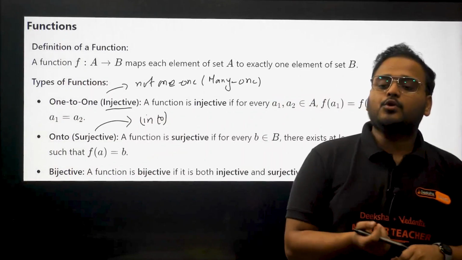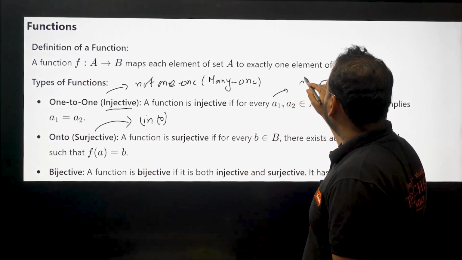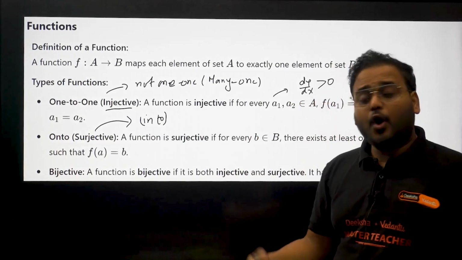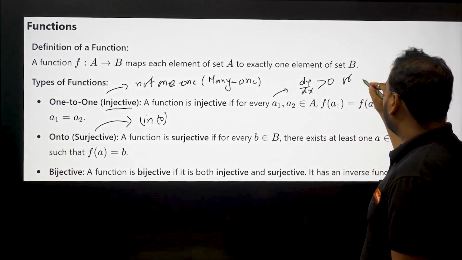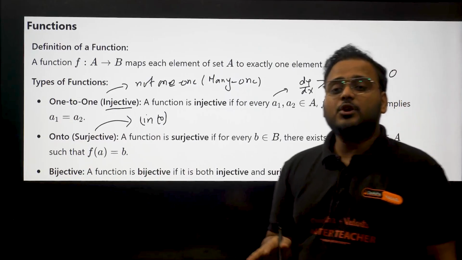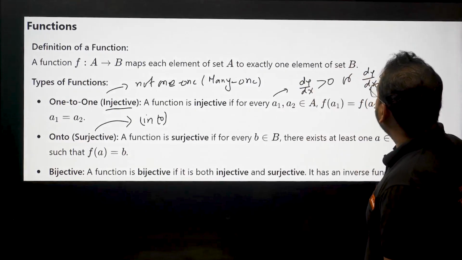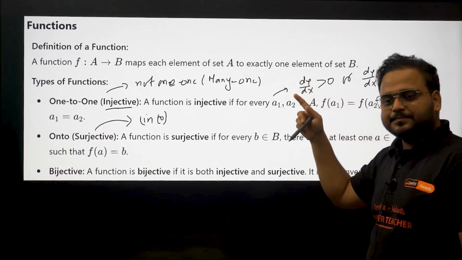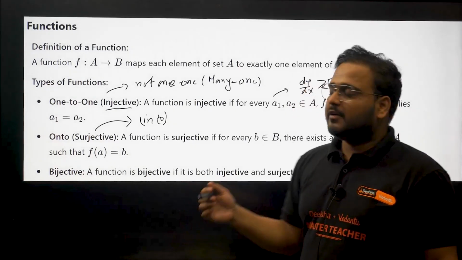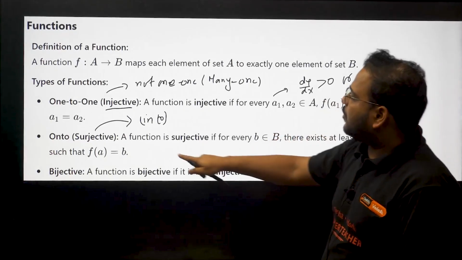When it comes to the approach of derivative, simply check the derivative of the function. If your dy by dx for the given function is either more than 0 or less than 0, then you can say it is going to be a one-one function, because the nature of the function is unique. It is either increasing or decreasing. More than 0 means increasing, less than 0 means decreasing. So if it is unique, you can say it is one-one. If it is not clear, then you can say it is not one-one. That's the derivative approach. Now for onto, what happens here?